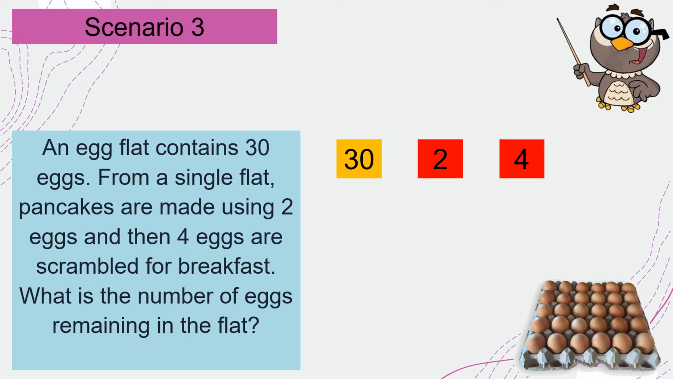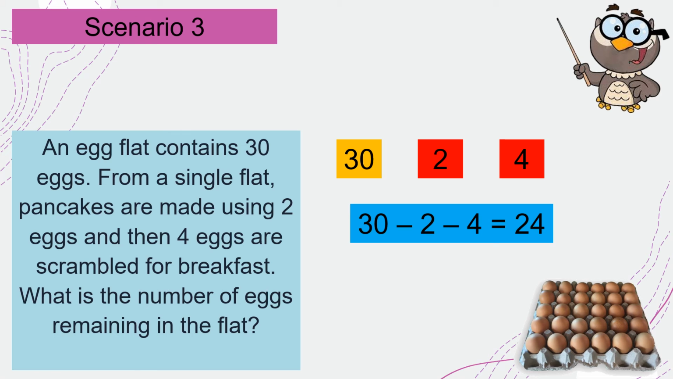This would make the problem 30 minus 2 minus 4 more, or if you want to say 30 subtract 6, that's fine. 24 eggs would be left in the tray. Did you also get 24 eggs? Great job. Keep it up. Now for our last scenario.